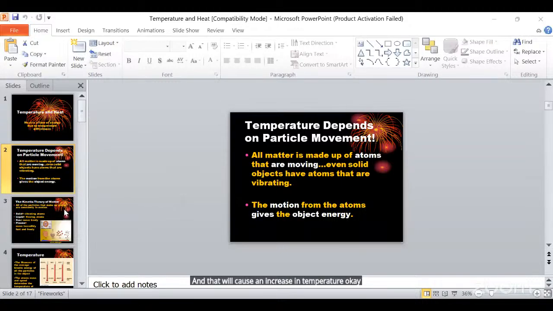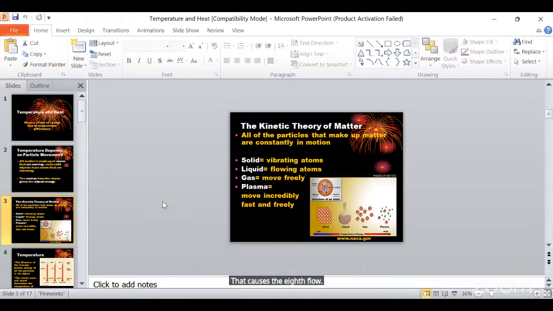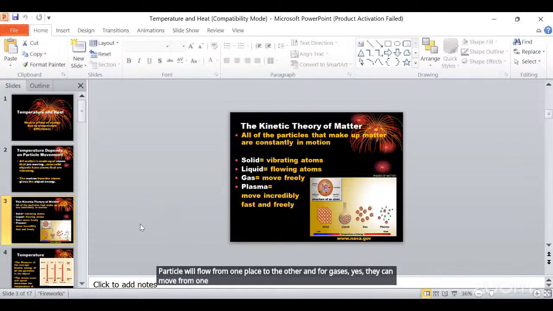Then the other one, remember for solid, particles will vibrate. That causes the heat flow. For liquid, particles will flow from one place to the other. And for gases, yes, they can move from one end to the other.